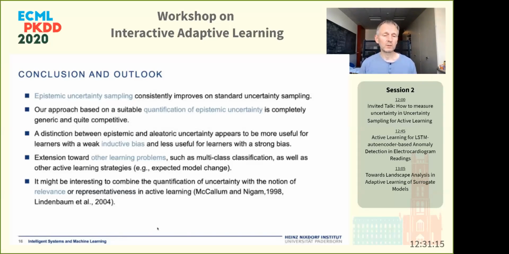epistemic uncertainty with a quantification of the relevance of a query, because in particular for these non-parametric methods like Parzen windows, nearest neighbor classification, and so on, the epistemic uncertainty is relatively high in regions that are sparsely populated, where you haven't seen many data points so far. So epistemic uncertainty sampling will suggest you to query in these regions, but at the same time, these regions are not so relevant, because you are not so likely to see new query points again in these regions. So in a sense, these two criteria are a little bit in conflict with each other. So combining them might be a good idea.